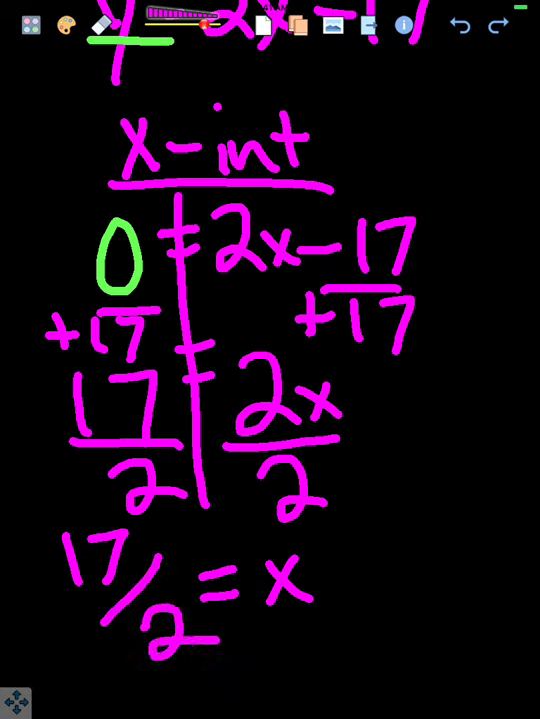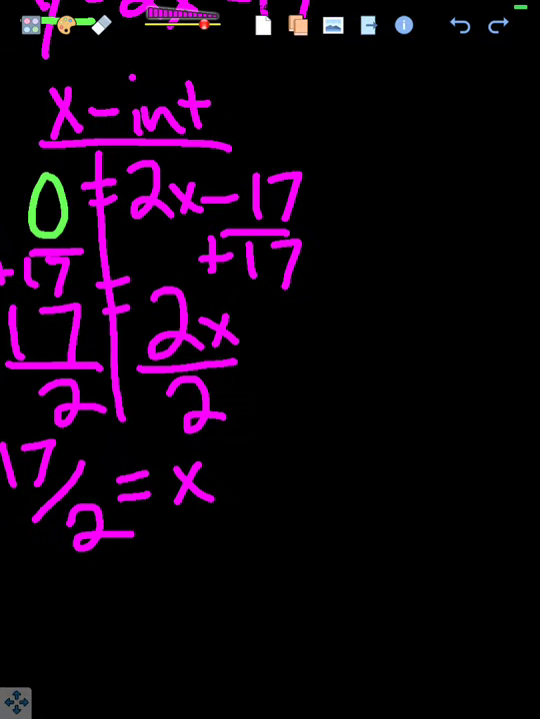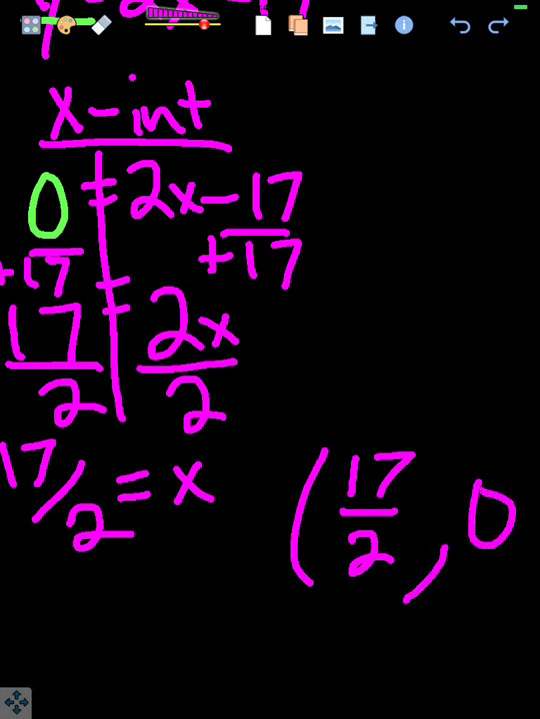Always leave it as an improper fraction. It's just nicer that way, really. But there's one more step. Don't forget to write the answer as an ordered pair. So because we plugged 0 in for y, guess what y is going to be? 0. But the x value is 17 over 2. Alright, so that's the x-intercept.